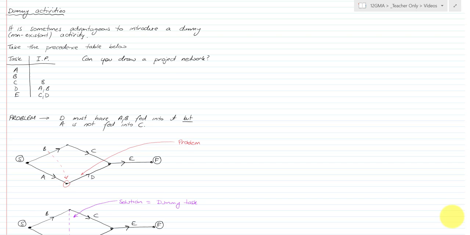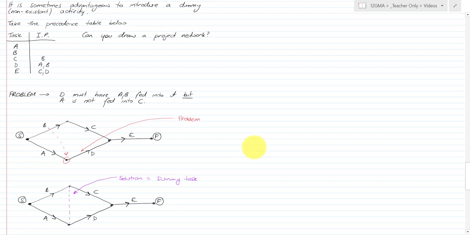So here's my precedence table. A and B happen first, E relies on everything, C and D rely independently on things. If I finish B in front of C, like I've done here, that's all good and well, but I also need to finish B at this point, feeding into D, but then I can't feed C out of there because that implies that A is required for C. So setting up a project network is quite a challenge for this precedence table.